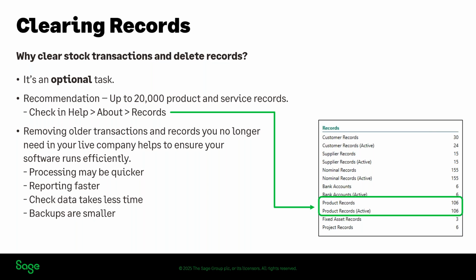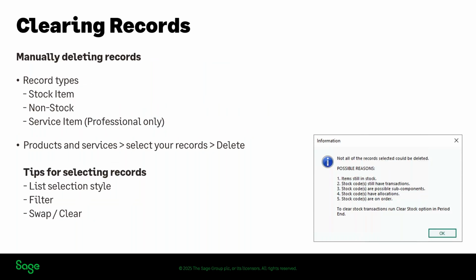Anyway, we'll get stuck into some demonstrations then. So first of all, we're going to look at manually deleting records. So nice and easy. Now, there are three types of product record, or two, depending on the level of product that you're on. So there's what you term a stock item, where it will record the movement of stock in and out. So you get that history. It creates an activity as you enter invoices and book stock in, etc.